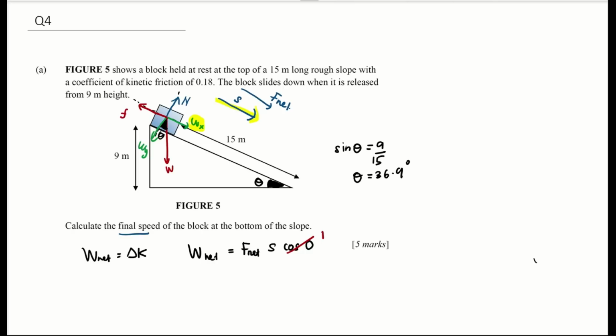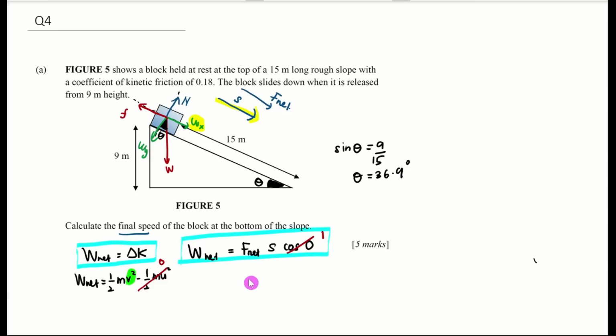Jadi untuk pakai kedua-dua equation ini, kenapa saya nak guna W net equal to delta K? Sebab saya nak kira dia punya v. So I will use this equation, W net is equal to half mv squared minus half mu squared. So u start from rest, so this one should be 0. Yang saya nak cari adalah ini, yang saya highlightkan dengan warna hijau tu. Tapi saya tak ada nilai W net, so saya guna equation satu lagi, F net s cos theta.